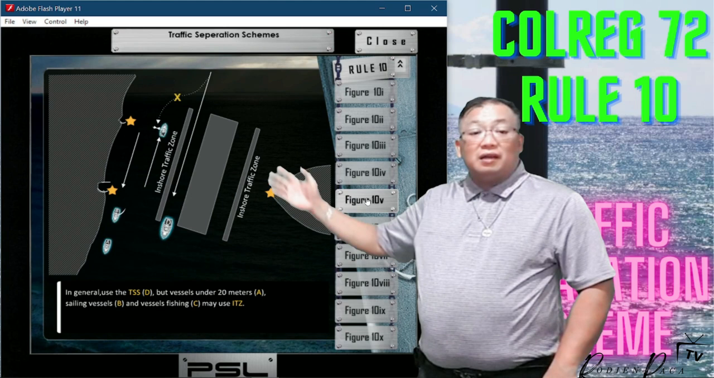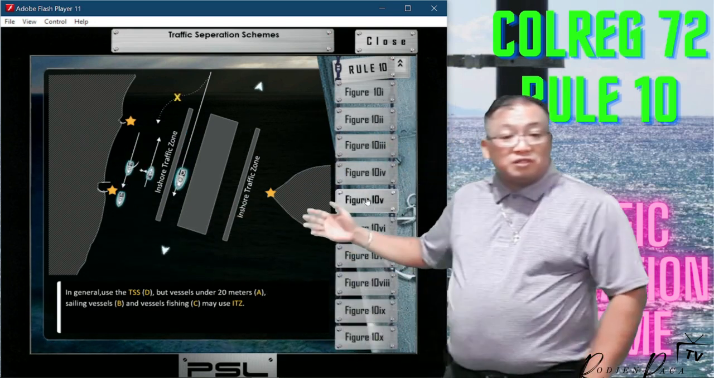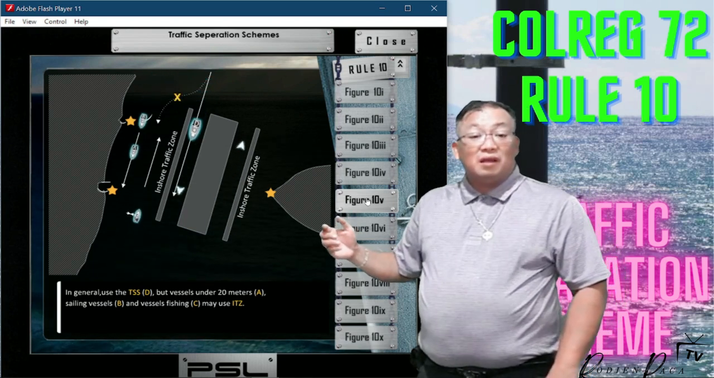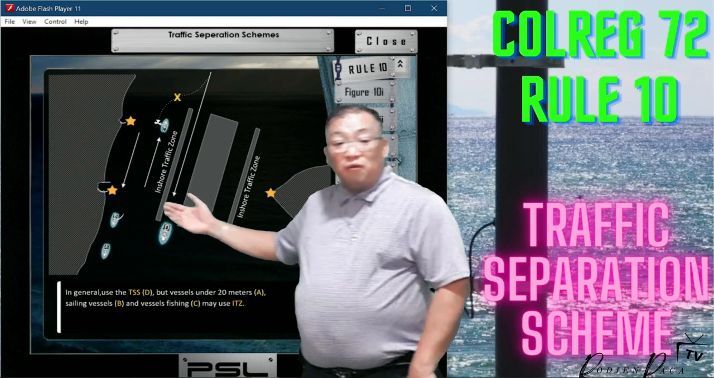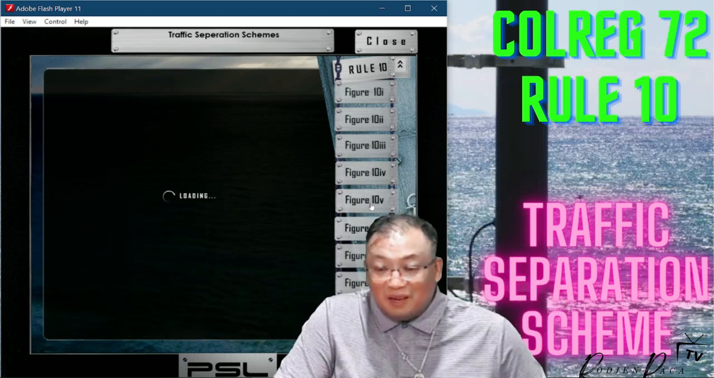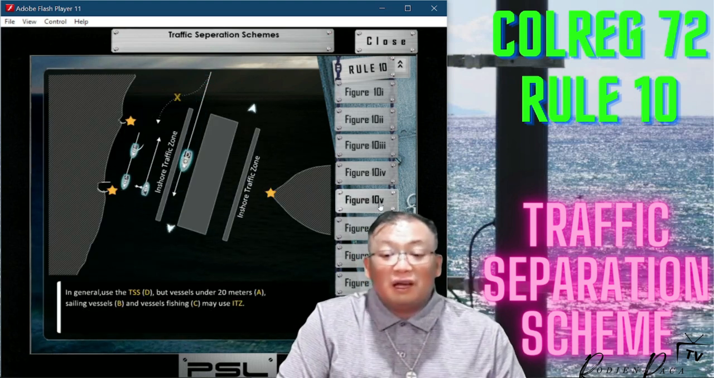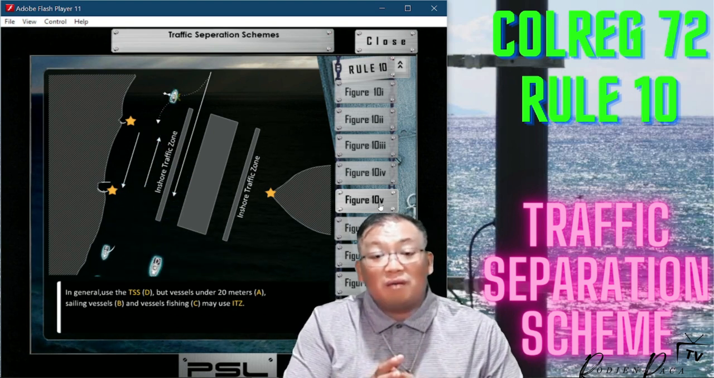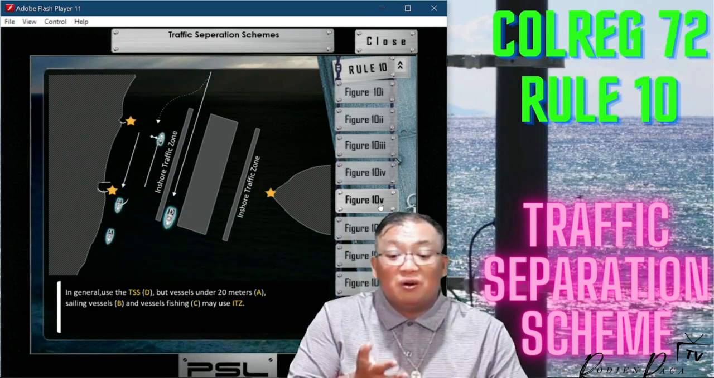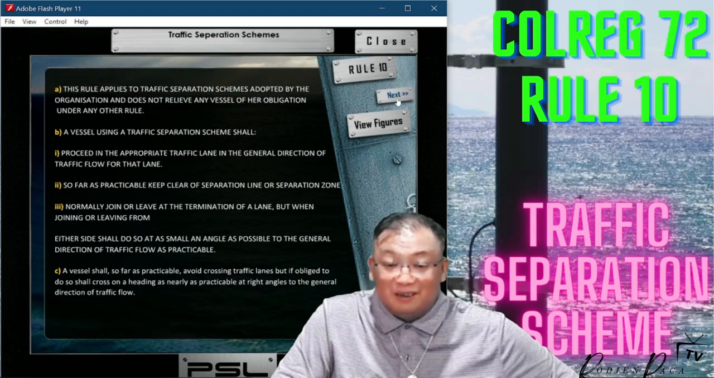If this is your land, this is your traffic separation scheme, no? This is your land, and this is your traffic separation scheme. The near of the land is what we call the inshore. The near of the land before the first edge is what we call the inshore traffic zone. In general, you have to avoid using it. However, small vessels, 20-meter fishing vessels, and sailing vessels can pass the inshore traffic zone. Clear? Okay. Next.